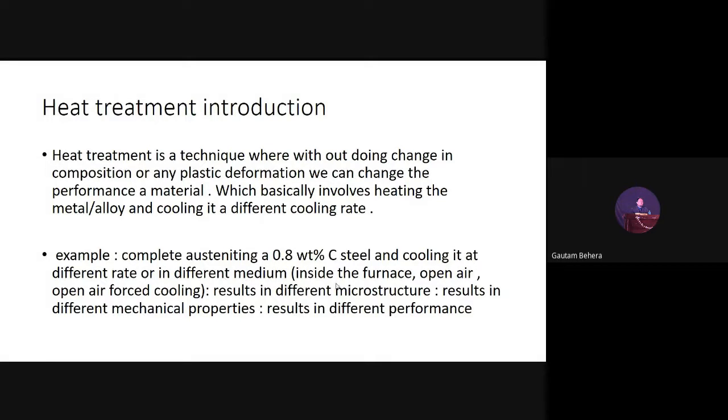So what happens? The steel is the same, that is 0.88% carbon steel, but upon different rates of cooling, we can get different microstructures. In the first case, when we are doing furnace cooling, we will get a coarse pearlitic structure. And when we are doing open air cooling, we'll get fine pearlite. But when we do open air forced cooling, we'll get more fine pearlite. So we can understand initially we get a coarse pearlite, then fine pearlite, and in the last case we are getting very fine pearlite, right?